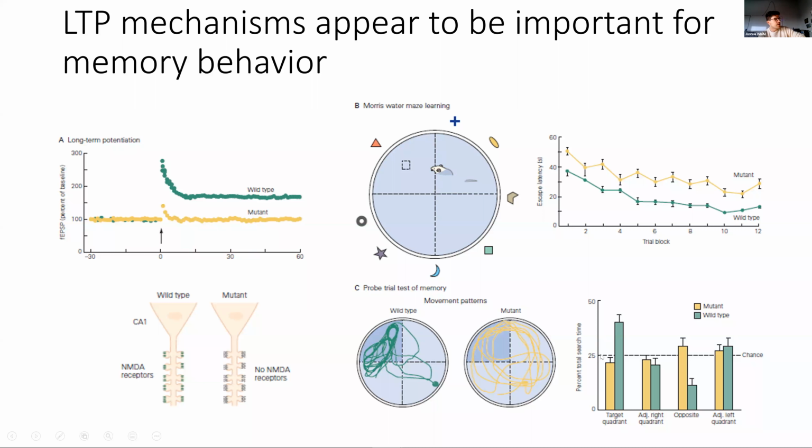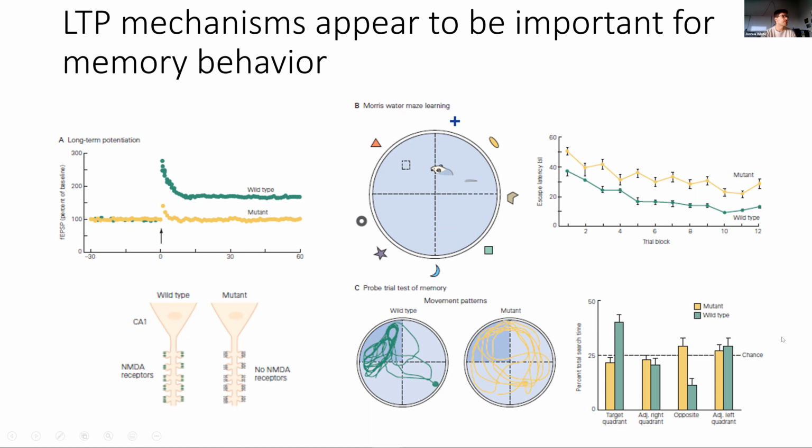So essentially, if for instance you have 4 quadrants, that means that there's a 25% chance that the animal would just discover the platform by chance. In the wild type example, you see a much higher than chance performance. And in the mutant example, you see always right around chance. So this means that there's something within the hippocampus that is taking place that requires LTP in order for the animal to learn this task. Okay, so this sort of spatial memory is first encoded in the hippocampus and maybe maintained in the hippocampus. It's kind of interesting to think about.